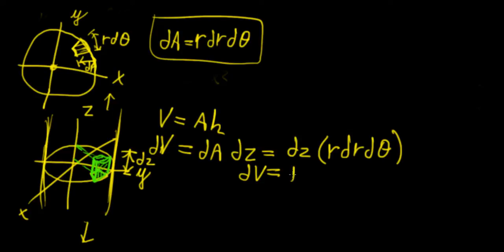So this is going to become r dz dr d theta. So this is our volume element for cylindrical coordinates. Now, how do we derive the actual parametric relations for the cylindrical coordinates?